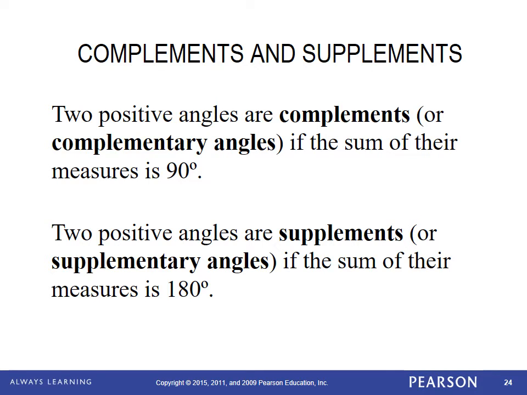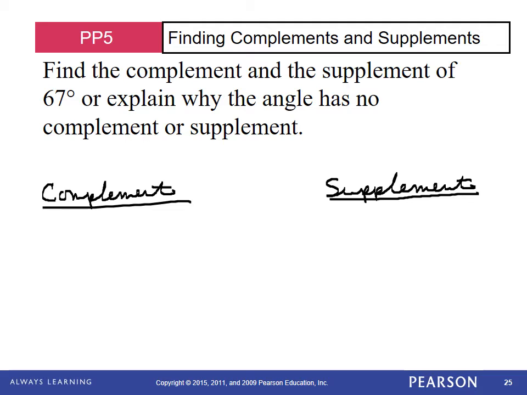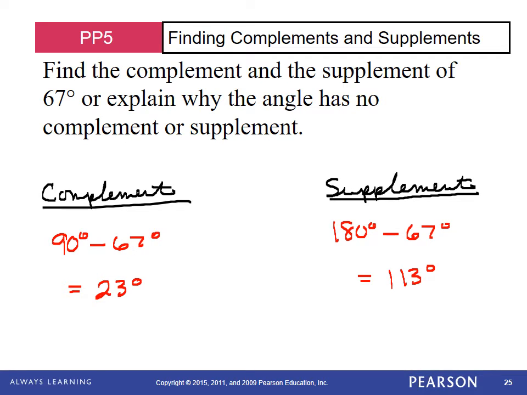Practice problem number 5 just says, can you find the complement and the supplement of 67 degrees? In this case, that's the easy part. Remember, complement is two angles that add up to 90, but in order to figure out the complement of 67, all we really got to do is subtract from 90. So 90 subtract 67 degrees. If we do that, it should turn out to be 23 degrees. All right, the supplement is going to be what adds to give you 180. So 180 degrees subtract 67, and that's going to give you 113 degrees.